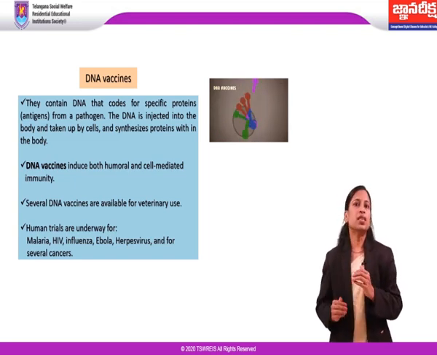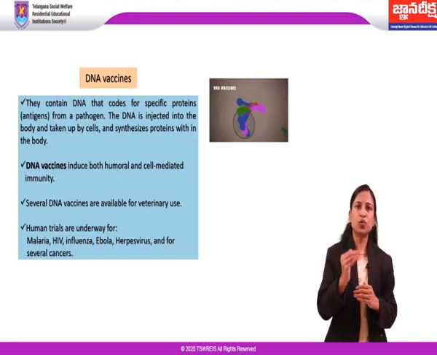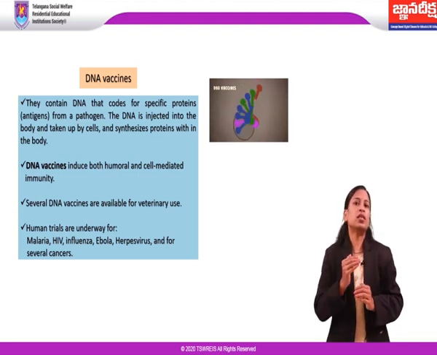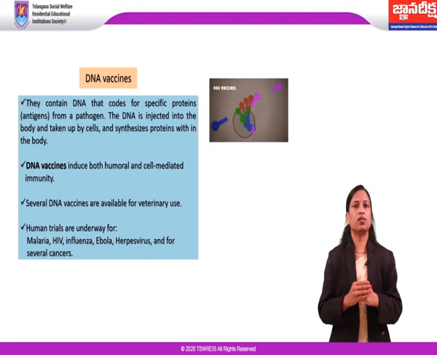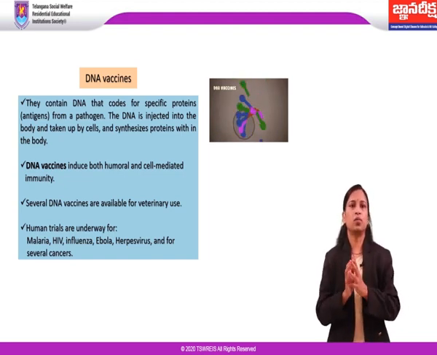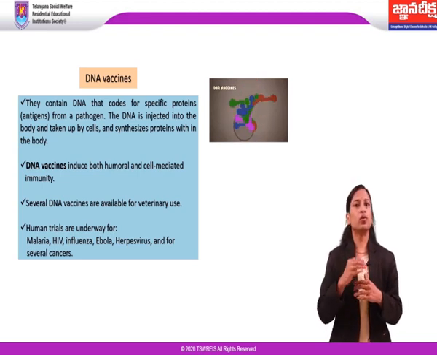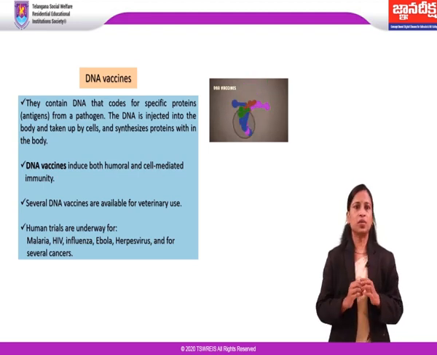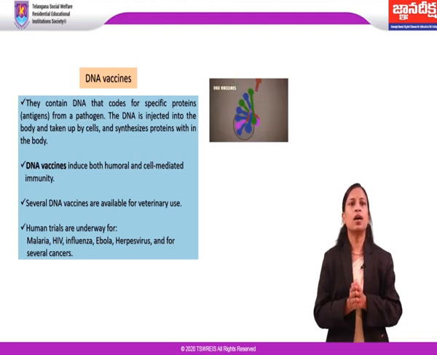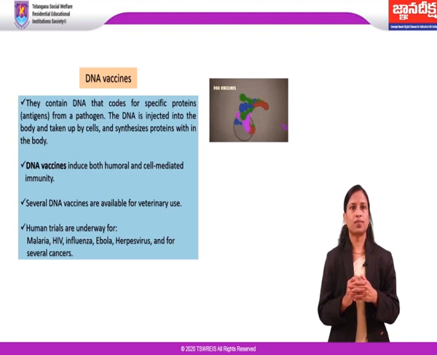The DNA is injected into the body and taken up by cells to synthesize proteins in vivo. DNA vaccines have potential advantages over conventional vaccines. They can induce both humoral and cell-mediated immunity. Currently, several DNA vaccines are available for veterinary use, and human trials are underway for malaria, HIV, influenza, Ebola, herpes virus and for several cancers.